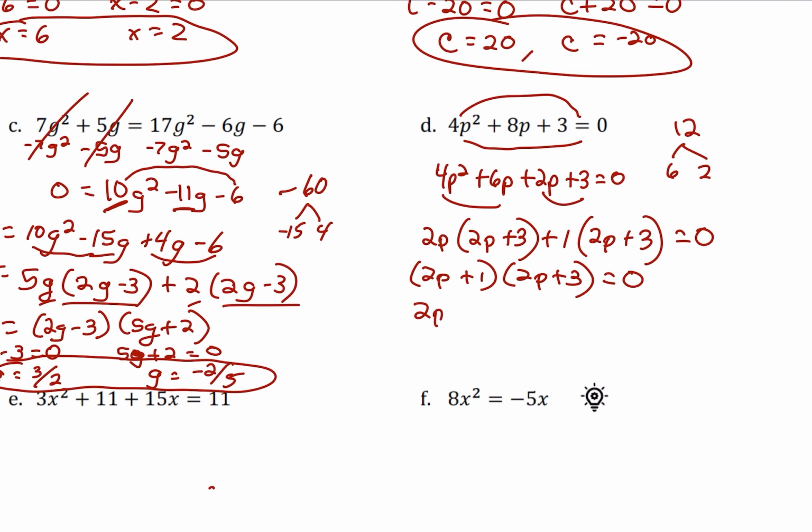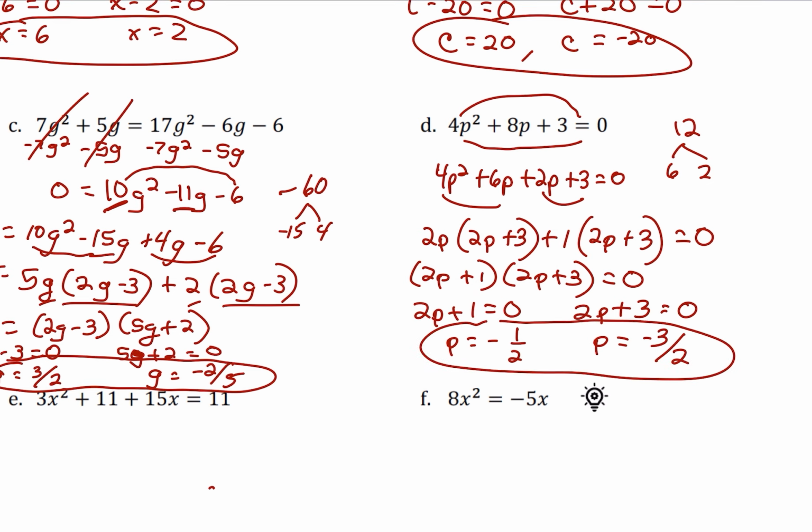Zero product property says if two or more quantities multiply together to give you 0, something has to be 0. So let's do 2p plus 1 is 0 and 2p plus 3 equals 0. This is going to give us p equals negative 1/2, and this will give us p equals negative 3/2. Those are our two values for p there.